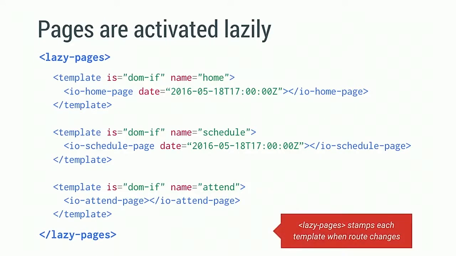Lazy Pages is dead simple. All it does is it knows about its children elements, and it knows, based on the URL and the name of each DOM if, what page should be activated. This is the way we're doing lazy activation and managing this single page app feel using web components.